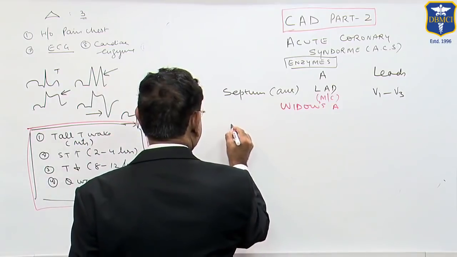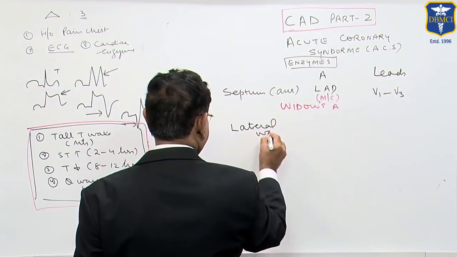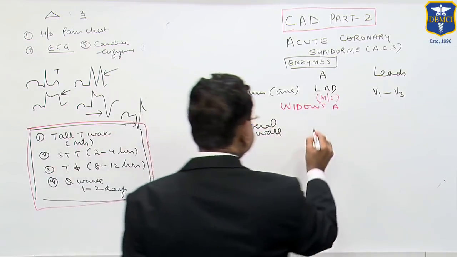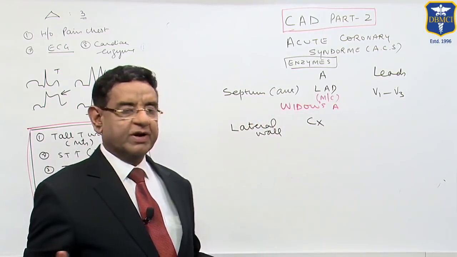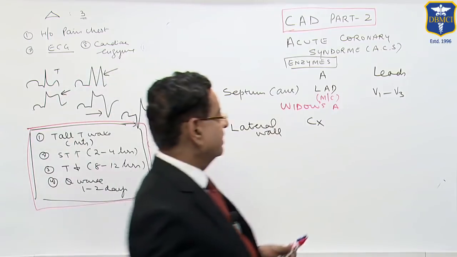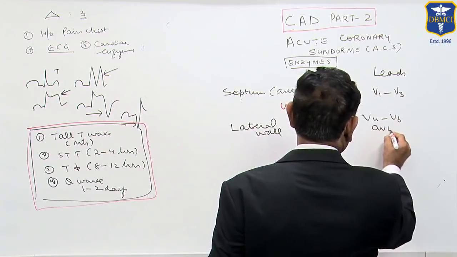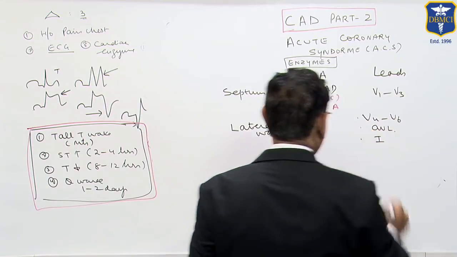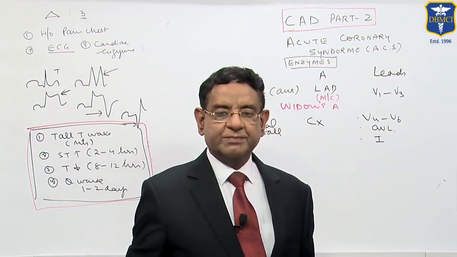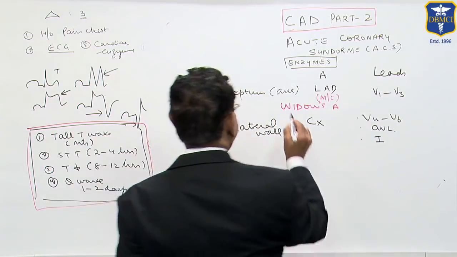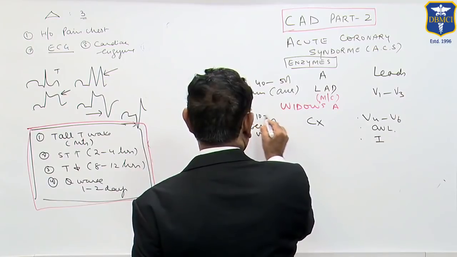Then we have the lateral wall. Artery is circumflex of the left coronary artery, left circumflex. Leads are V4 to V6, AVL and L1. This is involved in around 10 to 20% cases. This is involved in around 40 to 50%. This is around 10 to 20%.